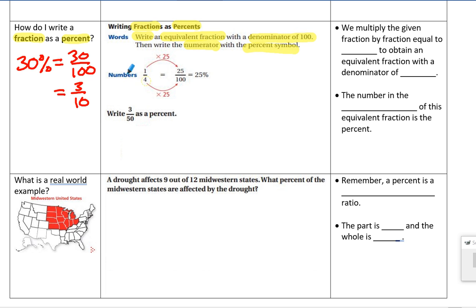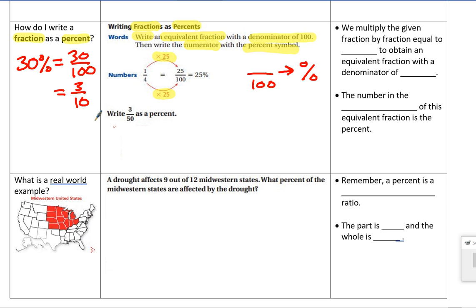So 1/4, we need to write the denominator of 100. We need that 4 to be 100. We multiply by 25 to do that. But just like we've been doing, we're really going to multiply this fraction by a fraction with a value of 1. So we're going to multiply both the denominator and the numerator by 25, and I get 25 hundredths. Now that divided by 100, remember, divided by 100 is the same as a percent sign. So 25 hundredths is the same as 25%.